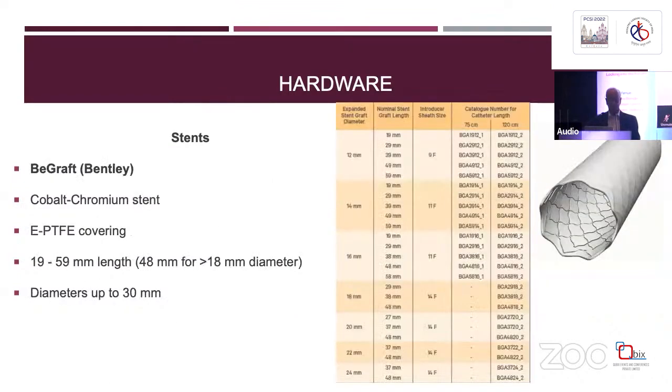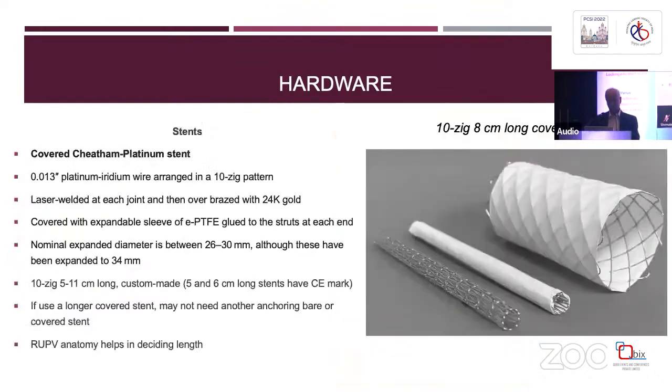The B graft, Bentley B graft, is another one, cobalt chromium, EPTFE covering, and slightly longer, it's up to 59 millimeter length, but above 18 millimeter diameter, they're available up to 48 millimeter length, and they can be inflated up to 30 millimeters as well. But the problem is the length. And again, if you have these shorter stents, then you're going to have to put in a second or even more than 2 additional stents.